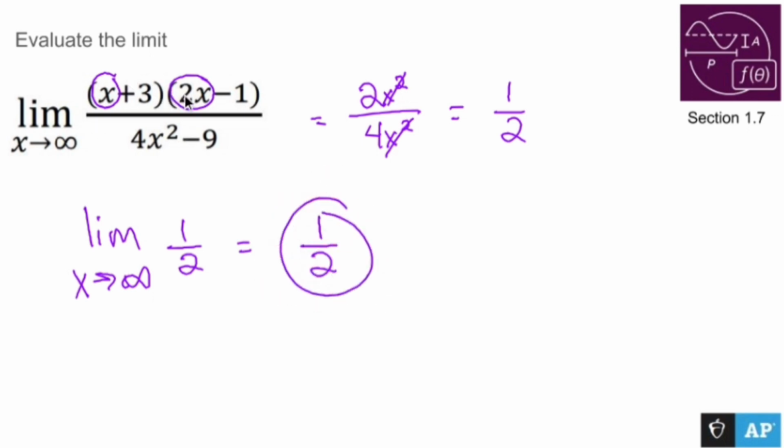So the trick with this is if you figure out that the degree in the numerator is the same as the degree in the denominator, your leading coefficients when simplified is going to get you your limit as x approaches either of the infinities. Again, if the degree in the numerator is the same as the degree in the denominator, look for your leading coefficients, simplify them, and that's your answer right there.